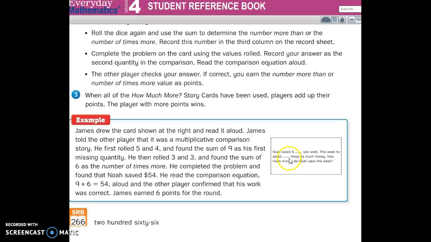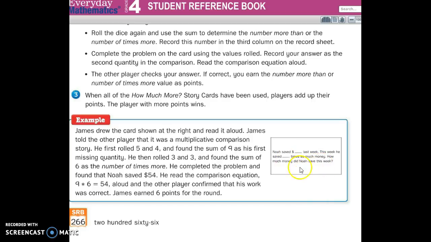Now there's still this number here missing. We're going to roll those dice again, add it up, and put it in there. So let's say I roll the dice and I get 2 3s. The sum of that is 6. I'm going to place that in there. My story problem would then read, Noah saved $9 last week. This week he saved $6, 6 times as much money. How much money did Noah save this week?